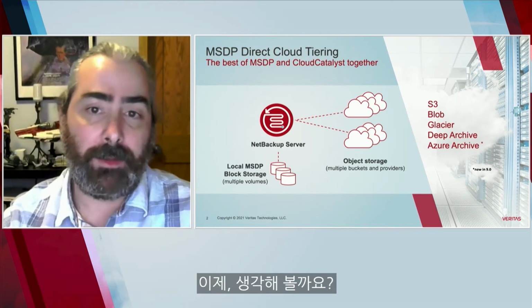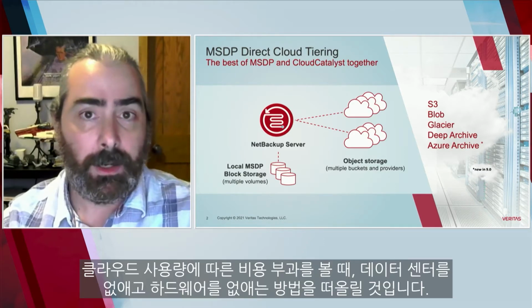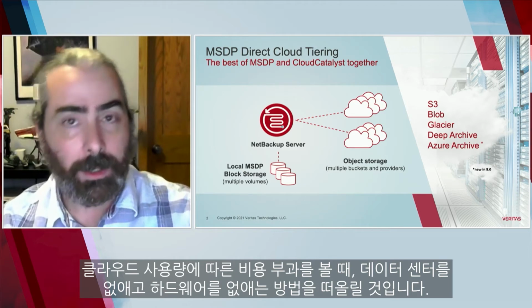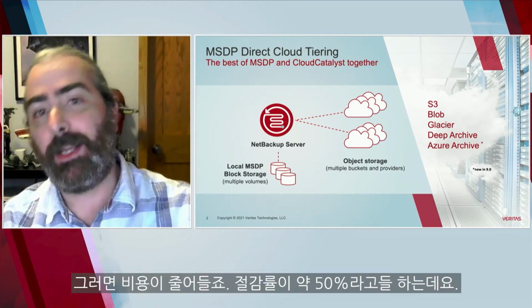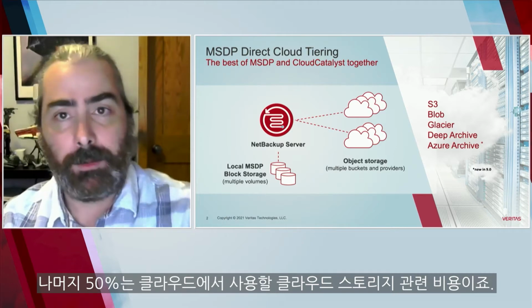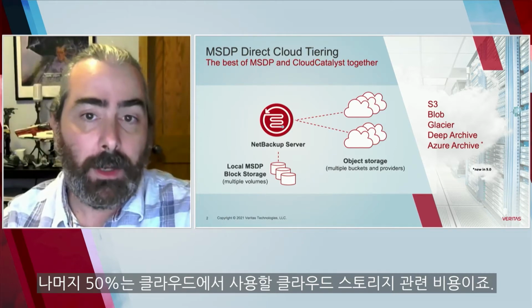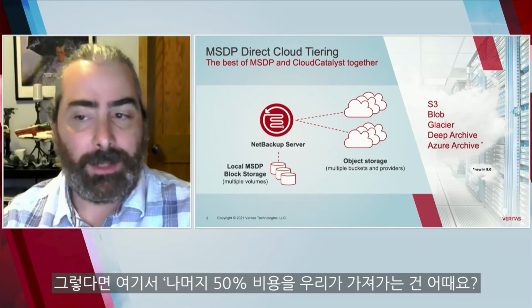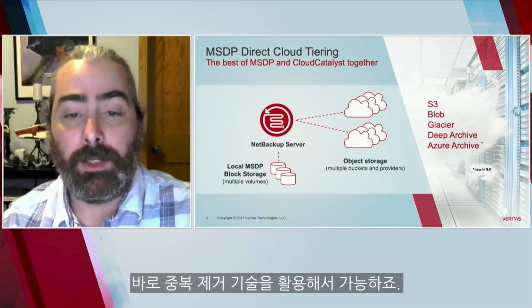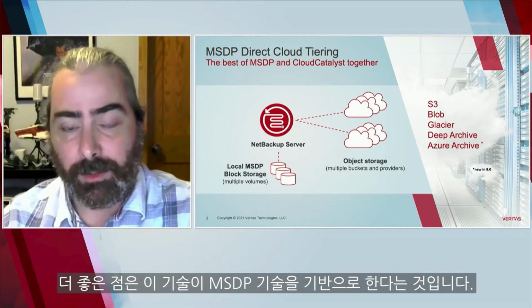When you look at cost charts for cloud usage, they'll tell you how you can get rid of your data center and your hardware, and that will shrink your costs. But they always say it shrinks by about 50%, because the other 50% of your costs is cloud storage that they still want you to use in the cloud. Well, we come along and say, how about we take that remaining 50% cost and reduce it by 90%. We do that by using this deduplication technology.